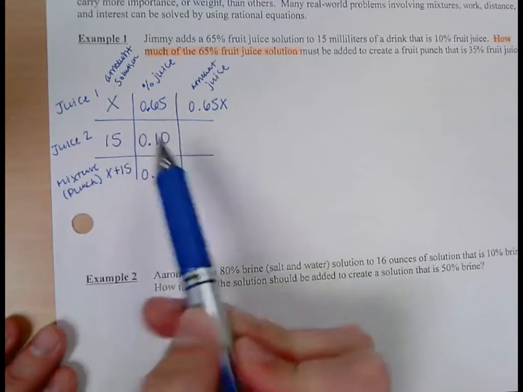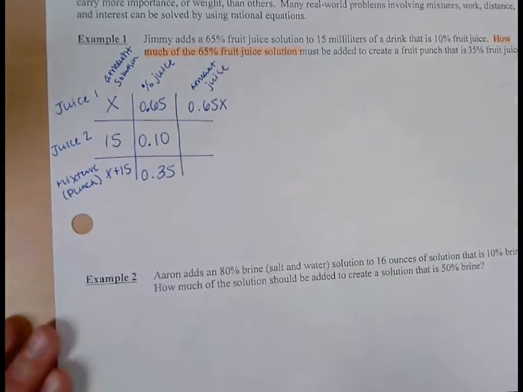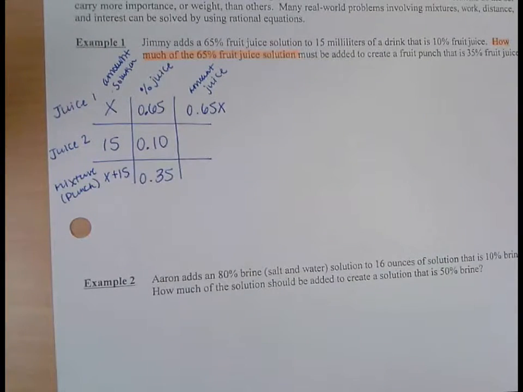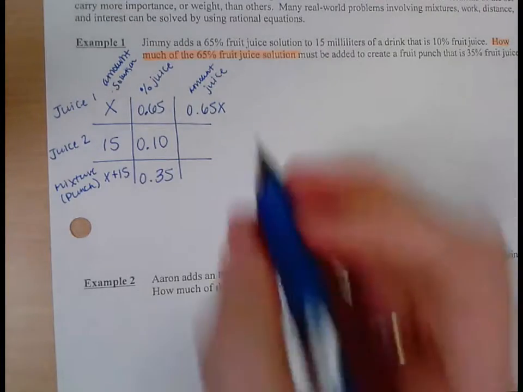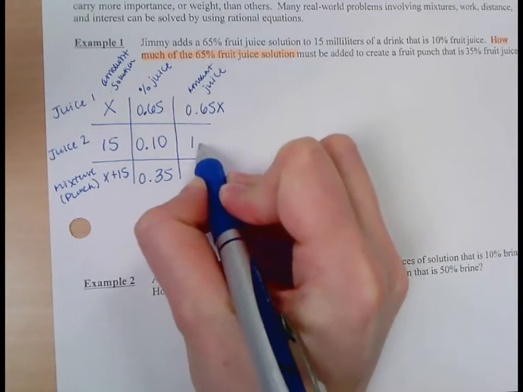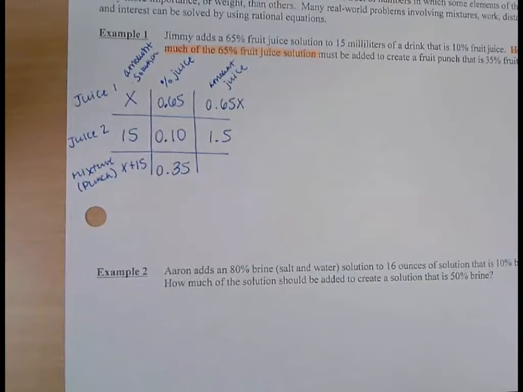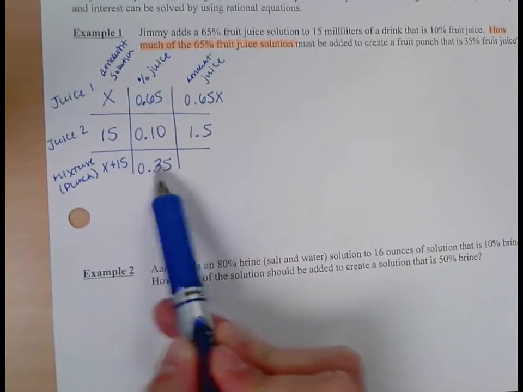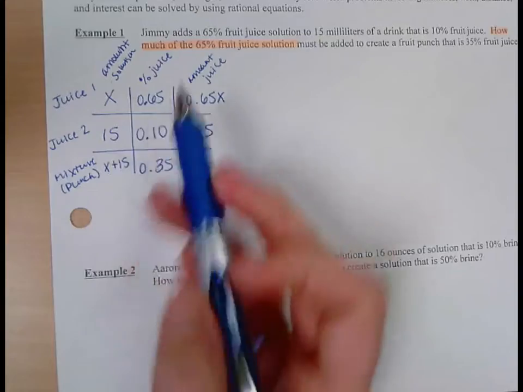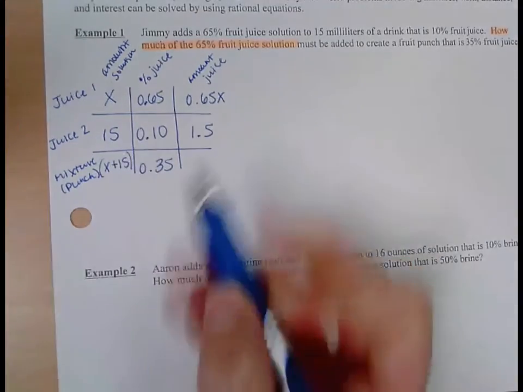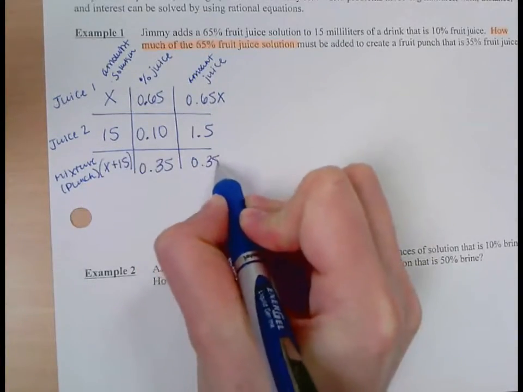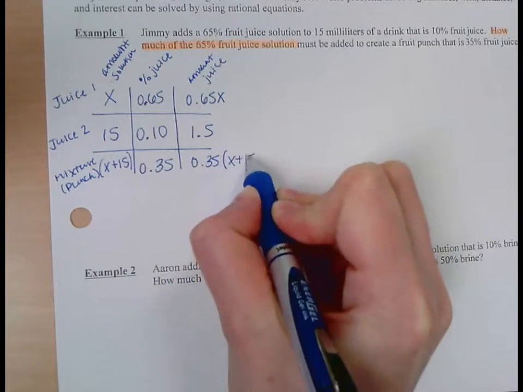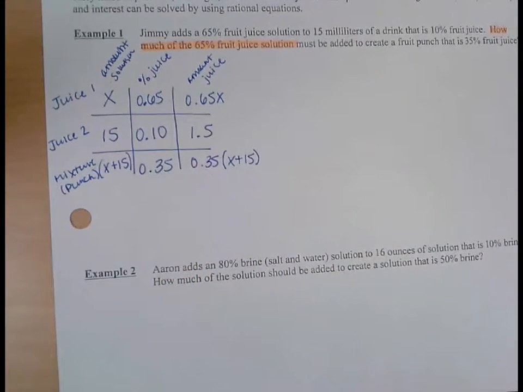So then for juice 2, I would have 0.1 times 15. And since they're both numbers, I can actually just calculate that. But it would be 1.5. If you want to write in your notes that you'd multiply those just so you know where the 1.5 came from, you could do that. And then I would do the same thing on the bottom. Make sure though, because the amount is a quantity, I'm going to write it this way, 0.35 times in parentheses x plus 15. If you wanted to distribute it right away, you could do that too.